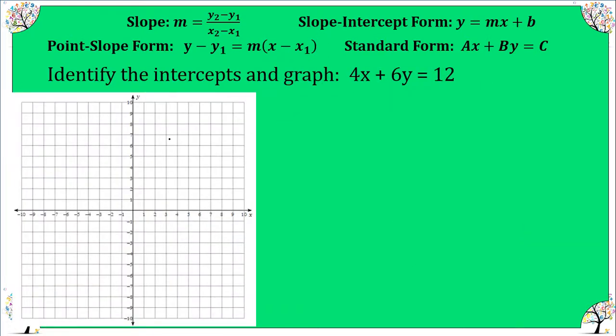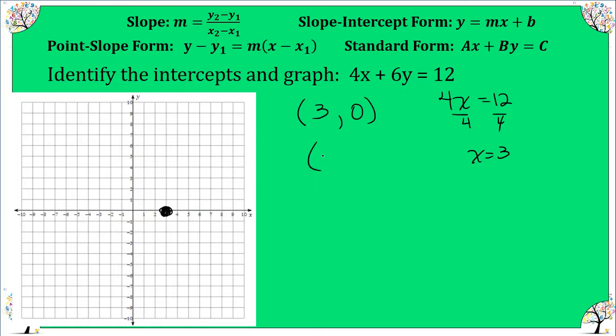Okay, we want to identify the intercepts, the x and y intercept. So my x-intercept is when y is 0. So let's plug in 0. So we have 4 times x, 6 times 0 is 0, equals 12. Divide by 4, and my x is 3. So 3, 0 is 1 point on this graph. And remember, it only takes 2 points.